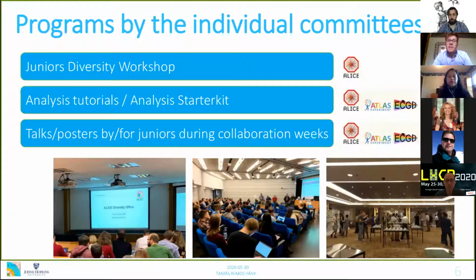This analysis starter kit is actually a shared event between LHC and LHCP. And then all the collaborations try to put forward the work of young scientists, either in the form of talks or posters, and this could happen by juniors or for juniors. The format can be very different in the collaborations, and usually it happens during the collaboration weeks.